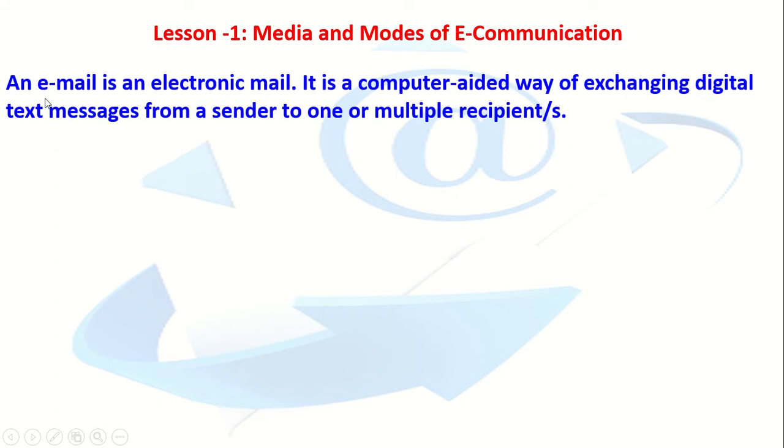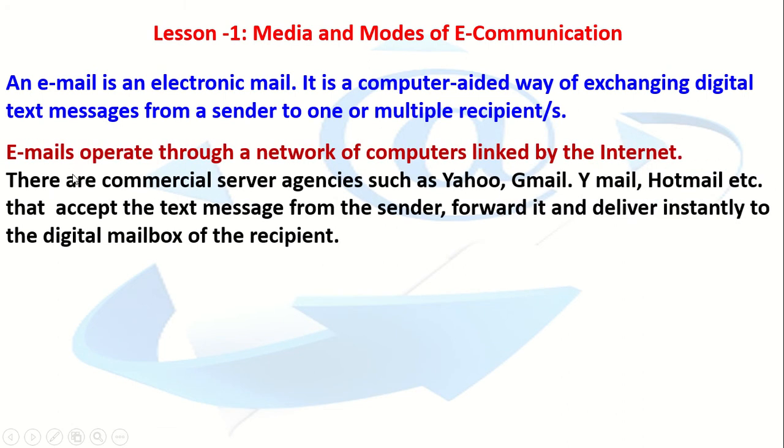What is an email? An email is an electronic mail. It is a computer-aided way of exchanging digital text messages from a sender to one or multiple recipients. How do emails operate? Emails operate through a network of computers linked by the internet. There are commercial server agencies such as Yahoo, Gmail, Hotmail, etc. that accept the text message from the sender and forward and deliver it instantly to the digital mailbox of the recipient. Even if the recipient is not online, the message is stored and delivered later.